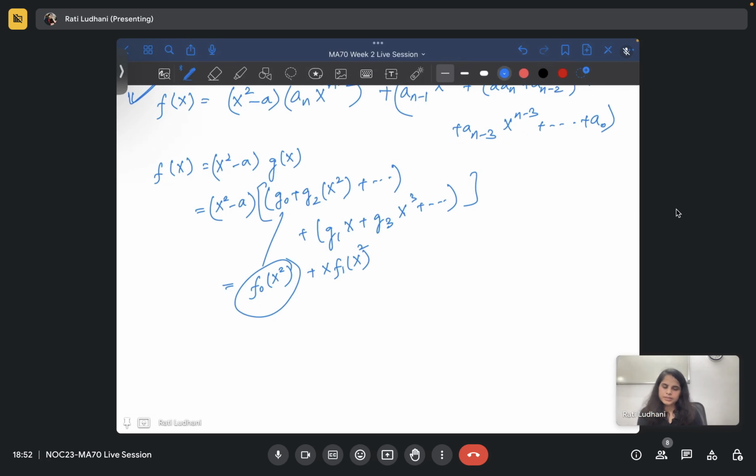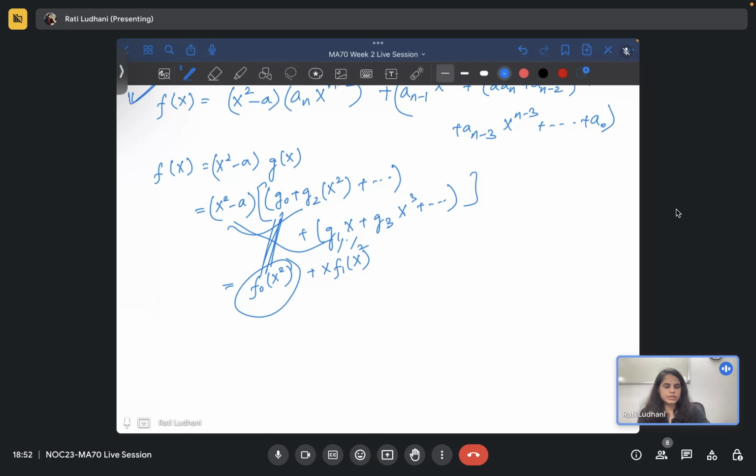Okay, I am comparing these two polynomials. Yes, maybe this could be an option. X square minus a into that first polynomial, we split it into two polynomials, right? Gx. But why do these have to be equal, compared to this? Why the exact value? Because f of x equals x square minus a into gx. And f of x equals f naught x square plus x into f1 x square. Right, so it means both polynomials are equal.